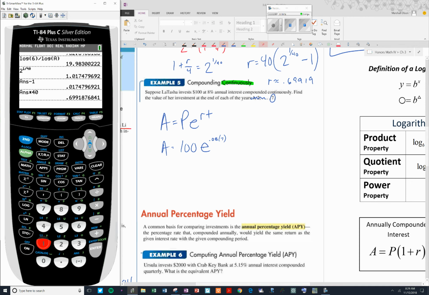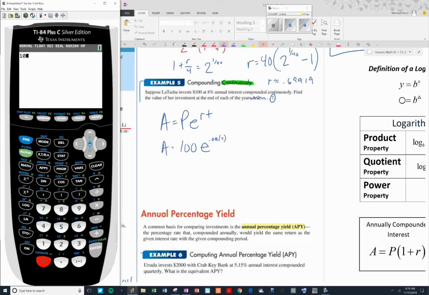So I can basically type this in my calculator. Just clear everything off here and type this in: 100 times e to the 0.08 times 7 years. So that $100 after 7 years, if it's compounded continuously, is going to become about $175.07.